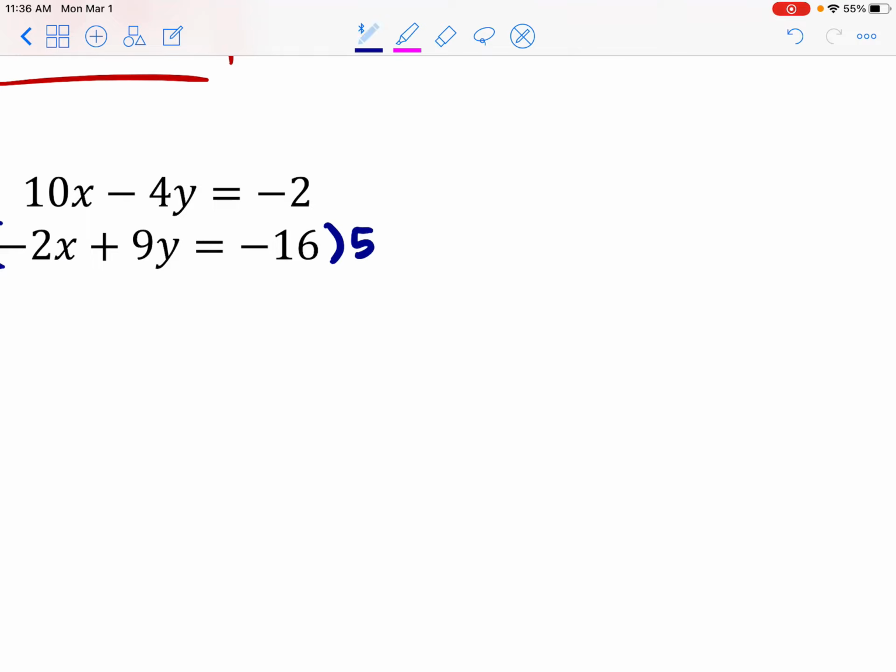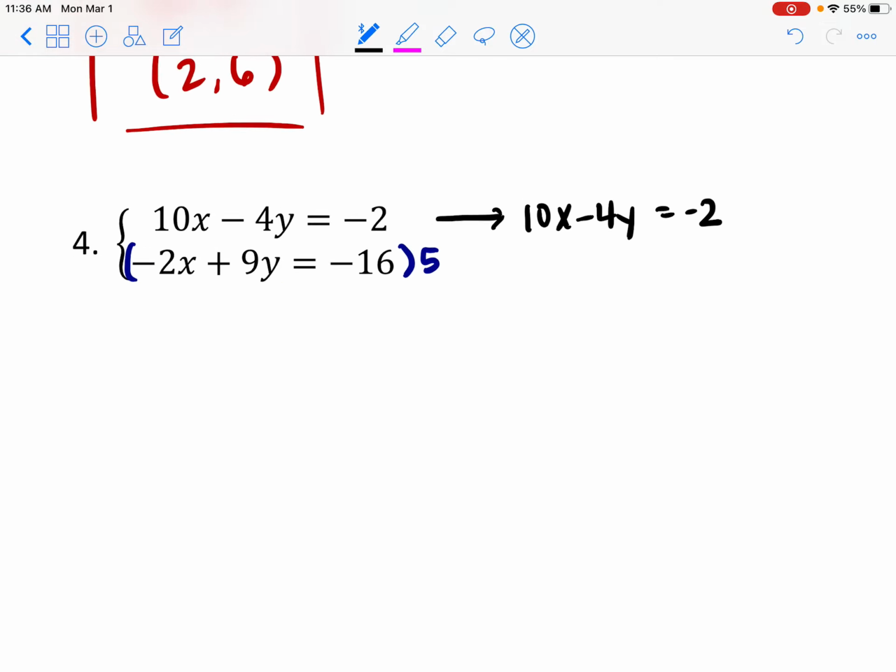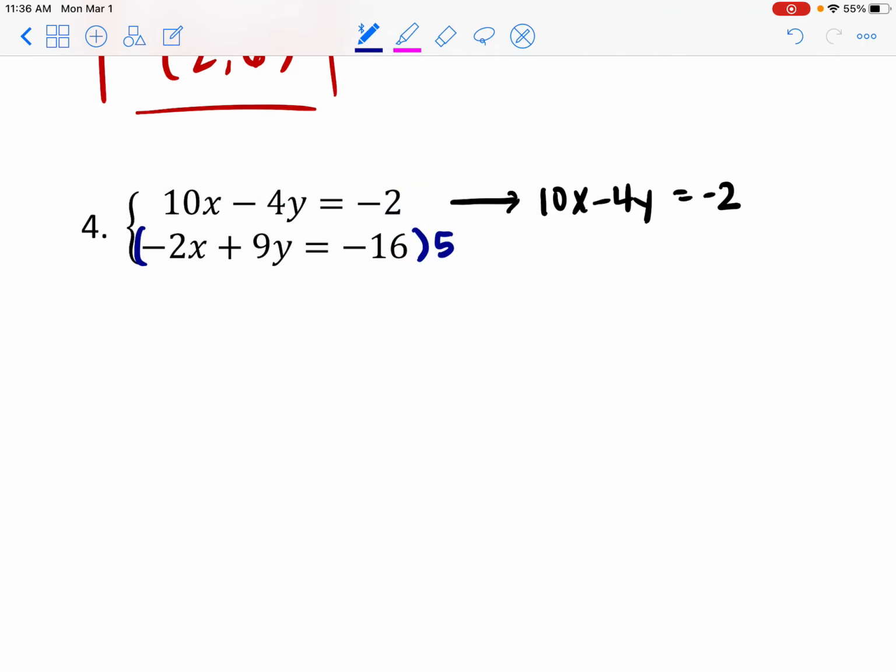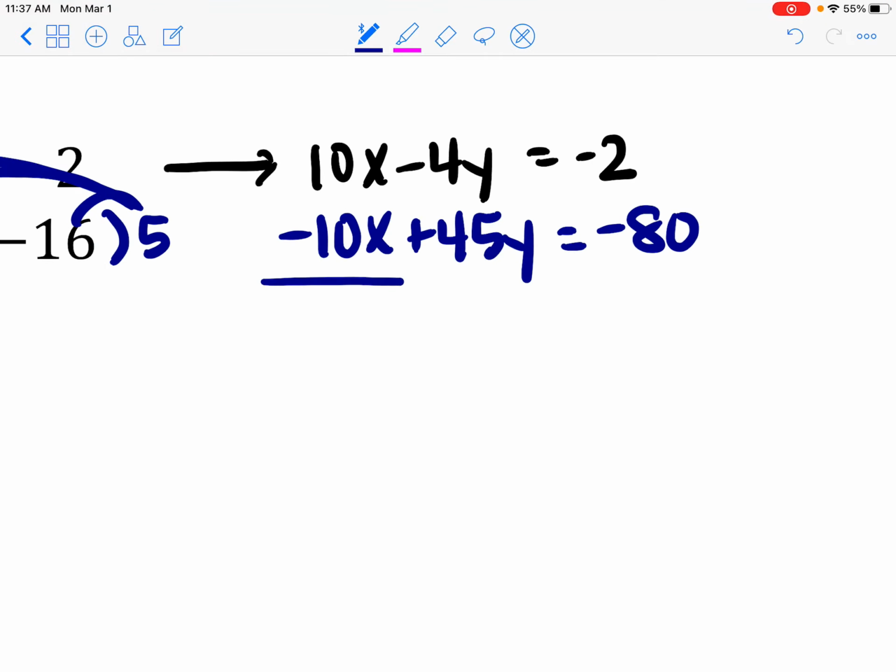And so my system, this is not going to change. I'm going to leave the 10x, the minus 4y, and the equals negative 2. But the second equation, multiplied by 5, becomes a negative 10x and a 45y equal to negative 80. Okay, so now my system is going to work.